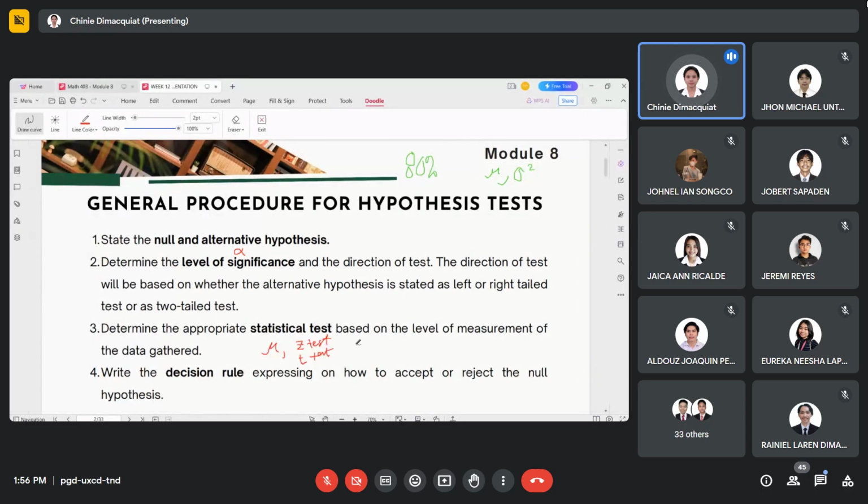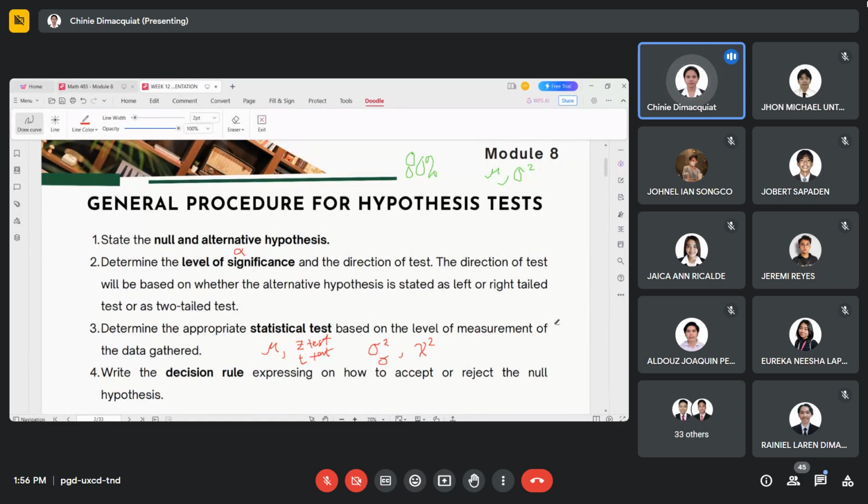And kapag naman variance, ang ating claim or ang population parameter na ginamit sa ating mga hypothesis, ang gagamitin natin ay chi-square. So, kapag variance as well as standard deviation. Ayan.